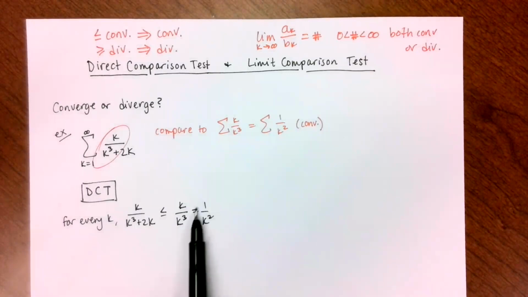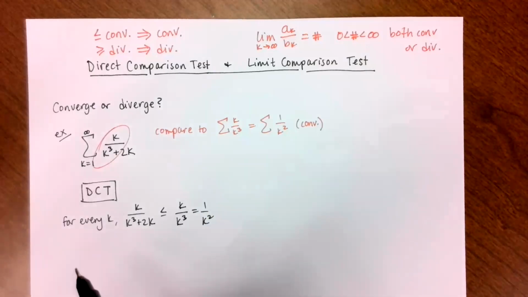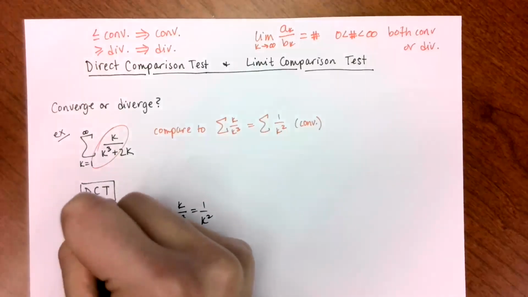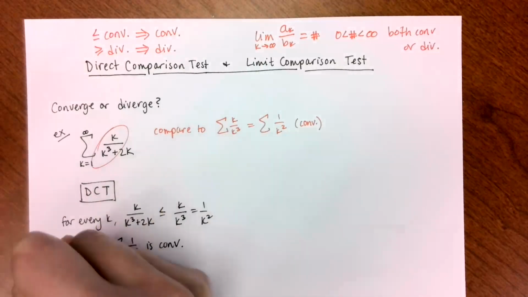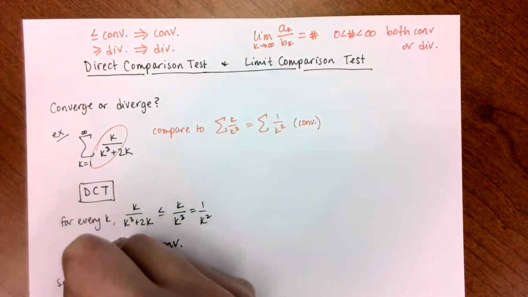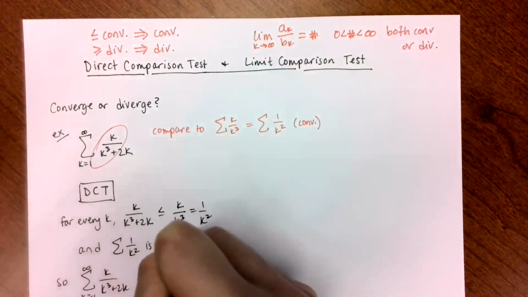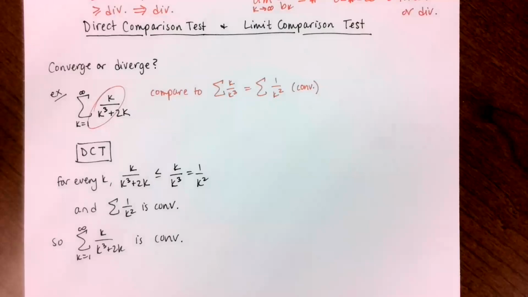And we know that these sum to some sort of finite number because the series is convergent, and that's what convergent means. So if we're less than a finite number, we're totally a finite number. There's no way that these add up to infinity. So that is true. And the series 1 over k squared is convergent. So the series that we started with, k over k cubed plus 2k, is convergent as well. That's how we would answer this question using the direct comparison test.